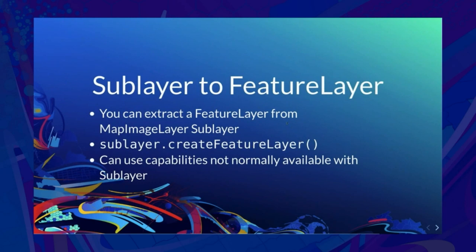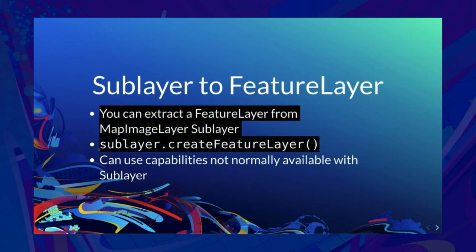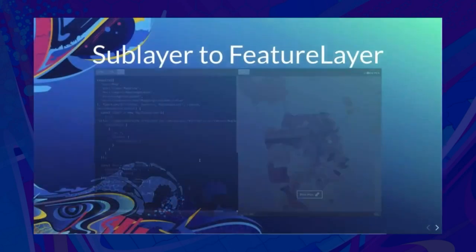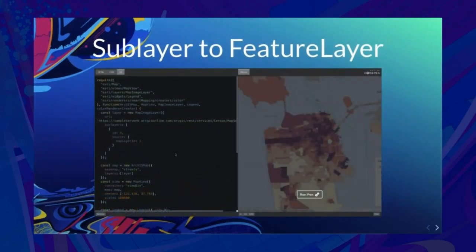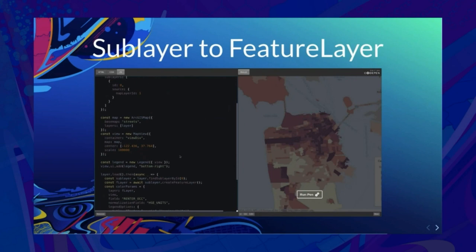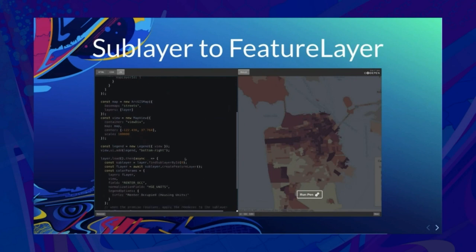Sublayer to feature layer. When you create a map image layer, you're going to have a series of sublayers that are part of that map image layer. Sometimes you might want to create a feature layer from that sublayer, which is something you can do. This way you can use capabilities not normally available with a sublayer. For example, we have smart mapping tools that rely on having a feature layer to be able to create renderers for your data.